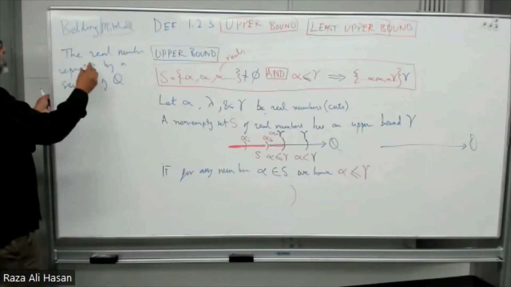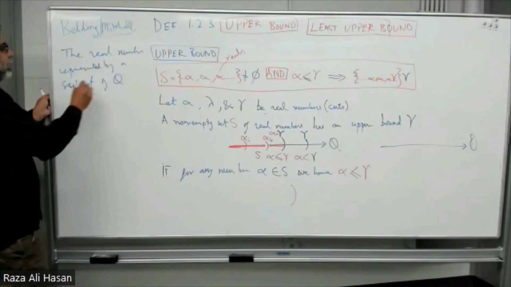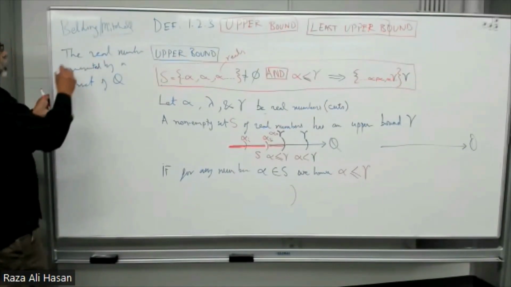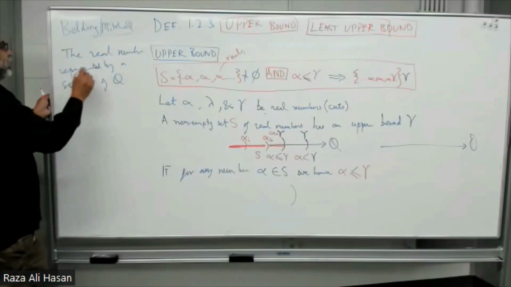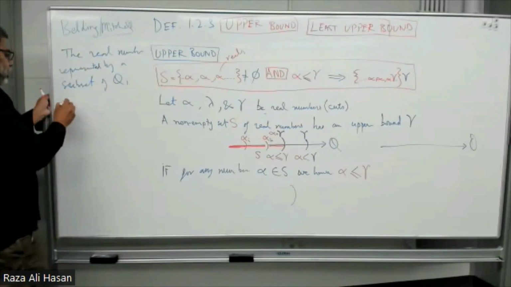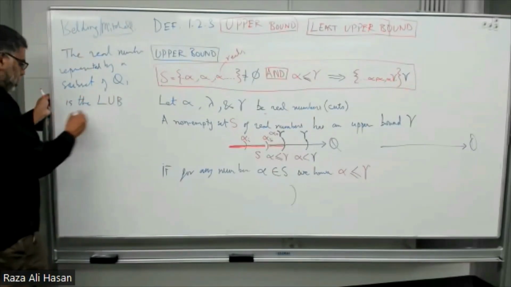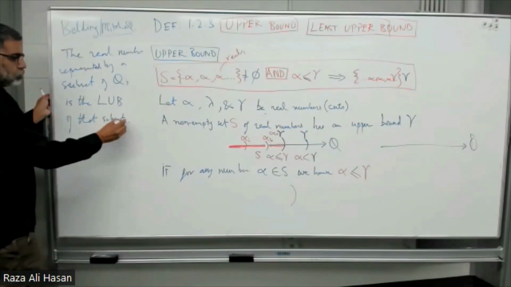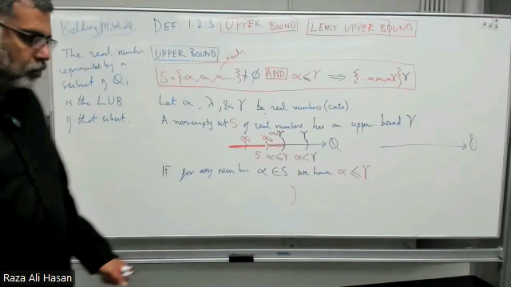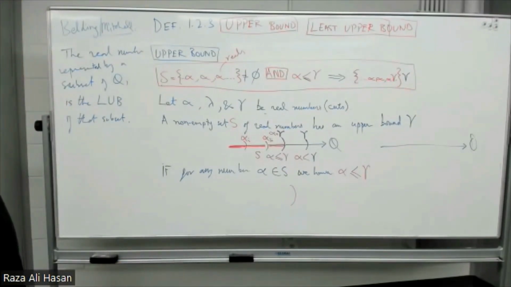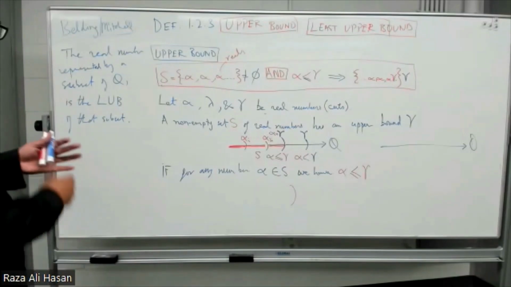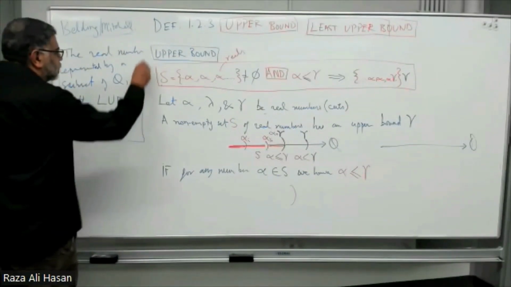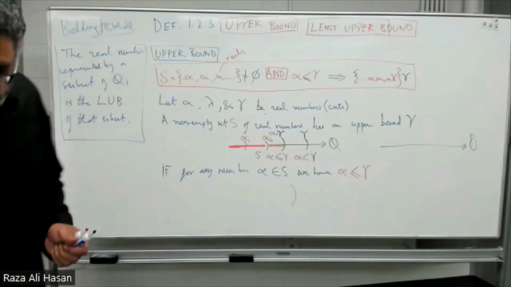So the real number represented by a subset of Q, a real number represented by a subset of Q is the LUB of that subset. And I think I'm not wrong about this. What do you think? I don't think you're wrong. Okay. All right.